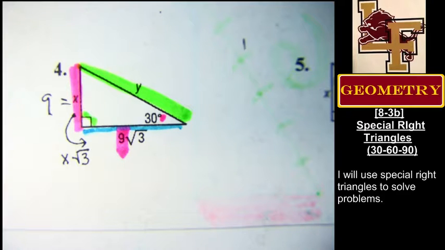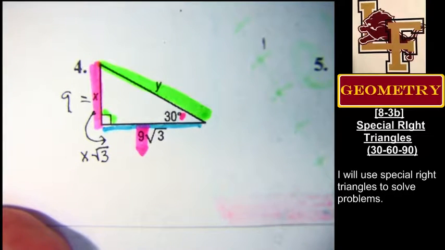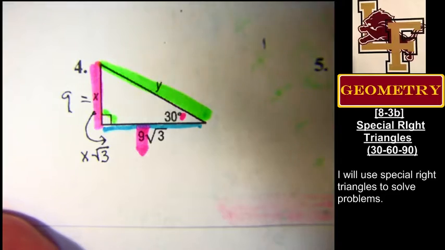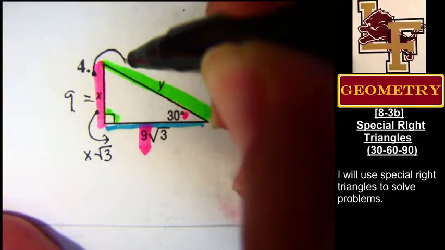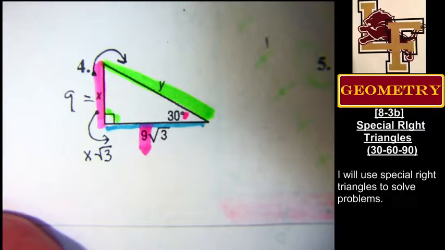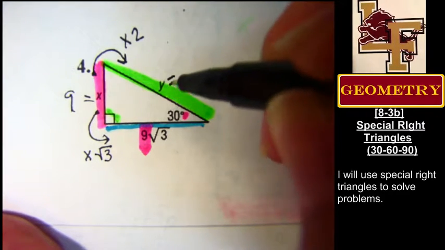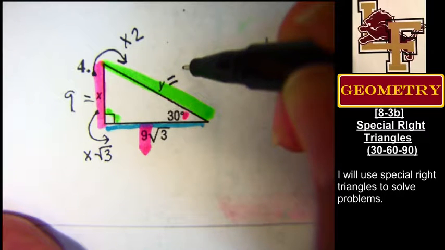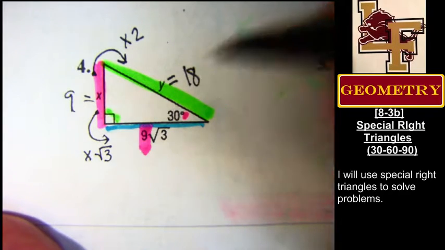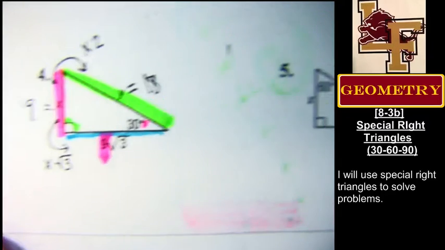Easy, right? It almost feels like you're cheating at this point, isn't it? You're cheating in math. To go from short side to hypotenuse, what was the pattern? Multiply by 2. So my hypotenuse on this one is? Now look at number 5.